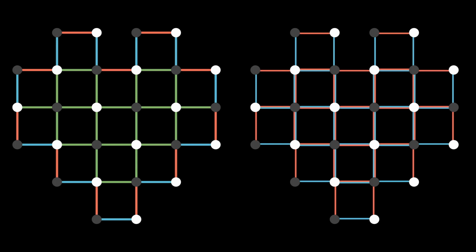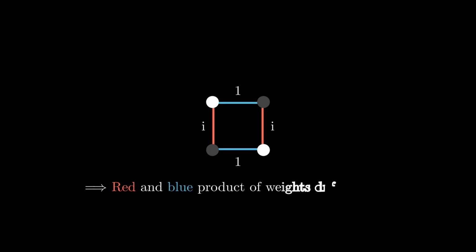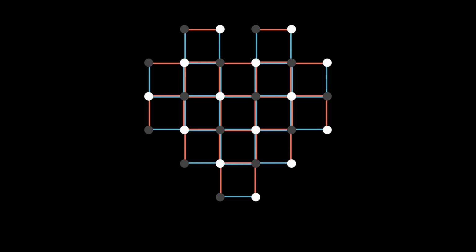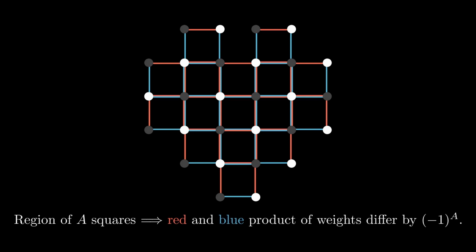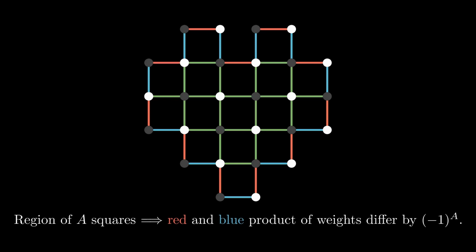Now we use a little trick. We know that for a square, the red and blue product of weights differ by -1. So if the region consists of A squares, the product over all blue weights and over all red weights, including the inner edges, differ by (-1)^A. But each of the inner edges was counted twice, so the product over the blue weights and red weights of the boundary cycle differ by (-1)^A as well, since the inner edges cancel out.